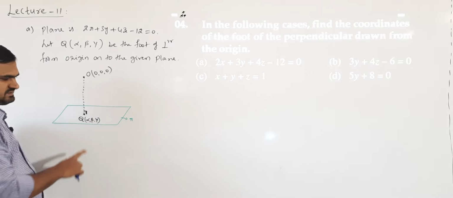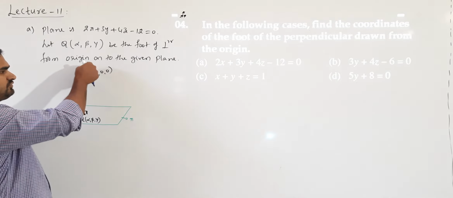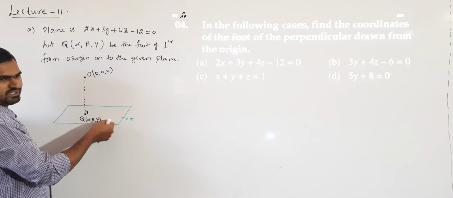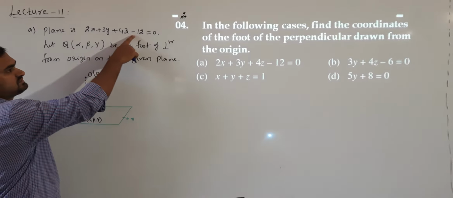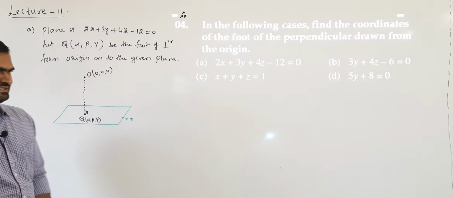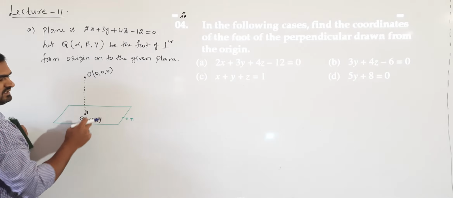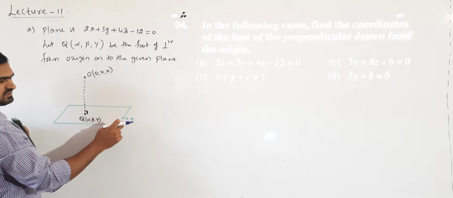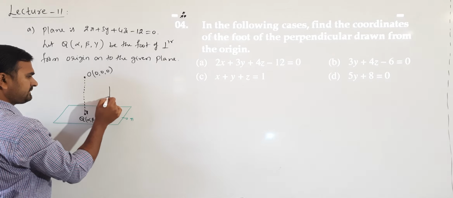One concept is that the point Q lies on the plane. From O we are drawing a perpendicular onto the plane. So Q lies on the plane means Q should satisfy this equation of plane, that is one condition. Another condition is, you know O and Q, we can find the drs of OQ. Next, plane equation given means what are the drs of the normal to the plane?